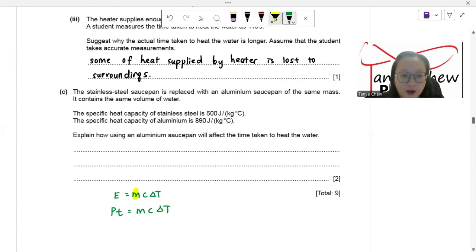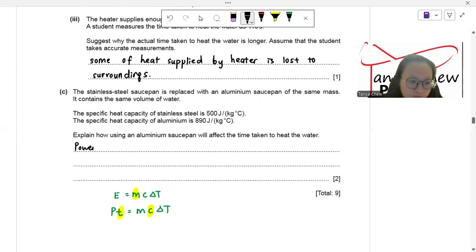Now, the power supplied by the heater will be the same, and the change in temperature will be the same. So the time will be affected by the specific heat capacity. Could you see that time and specific heat capacity are directly proportional to each other? Specific heat capacity means the ability to store heat. So when an object has a higher specific heat capacity, it will take a longer time to be heated up.